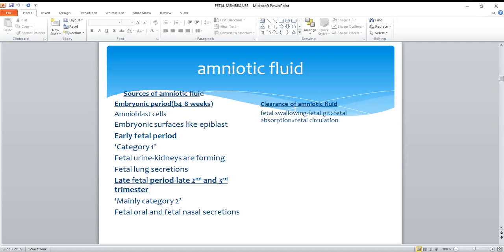Now we have the clearance of the amniotic fluid. How do we clear amniotic fluid? It's by fetal swallowing. The fetus swallows the amniotic fluid. That's why I started by asking if you've ever drunk your urine. It's not quite correct, but one of the methods of clearance of the amniotic fluid is fetal swallowing. It goes to the fetal GIT after swallowing, and then there's fetal absorption, and then fetal circulation.